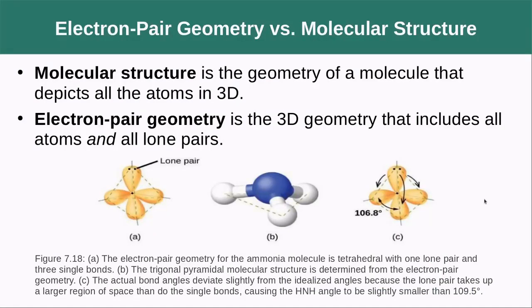Molecular structure is a geometry of a molecule that depicts all the atoms in 3D, but electron pair geometry is the 3D geometry that includes all of the atoms and all of the lone pairs. So here we can see that this is an electron pair geometry because it's got the lone pair described there, whereas here, we're omitting the lone pair and we're only showing these atoms and how they are arranged.